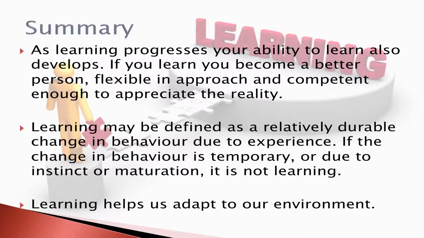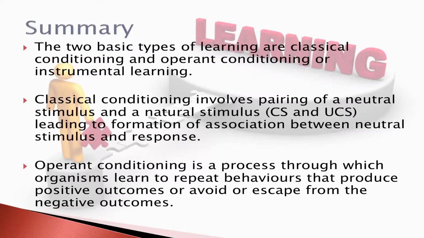Learning may be defined as a relatively durable change in behavior due to experience. If the change in behavior is temporary or due to instinct or maturation, it is not learning. Learning helps us adapt to our environment. The two basic types of learning are classical conditioning and operant conditioning or instrumental learning. Classical conditioning involves pairing of a neutral stimulus and a natural stimulus, CS and UCS, leading to formation of association between neutral stimulus and response.